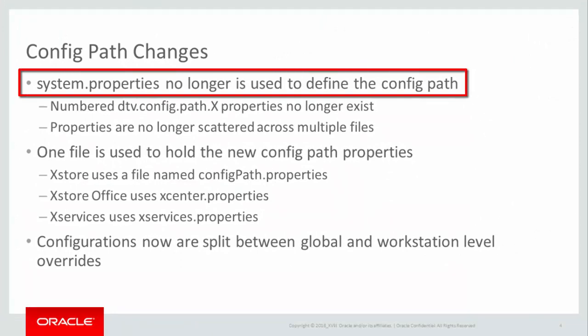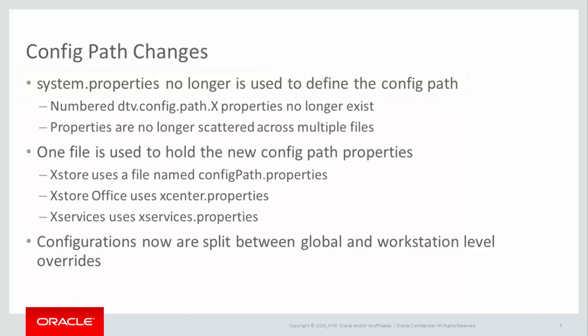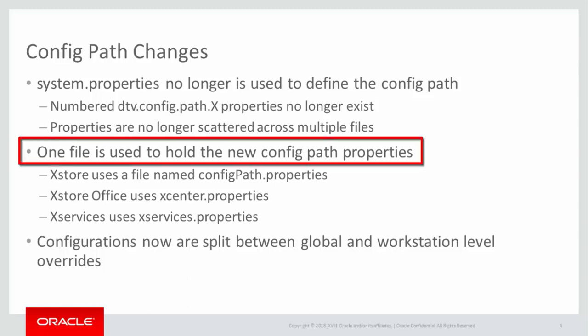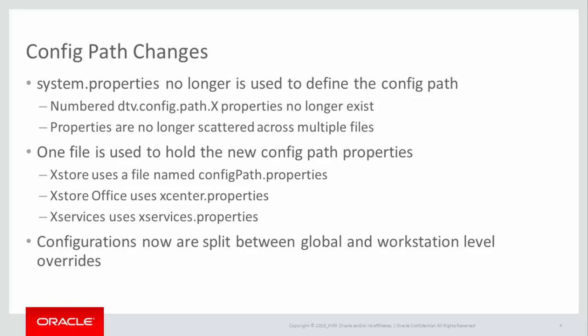System.properties is no longer used to define the XStore config path. The numbered dtv.configpath.x properties no longer exist and are no longer supported. Furthermore, config path properties are no longer scattered across multiple files. One file is used to hold the new config path properties. XStore uses a file named configpath.properties. XStore Office uses xcenter.properties. Xservices uses xservices.properties.